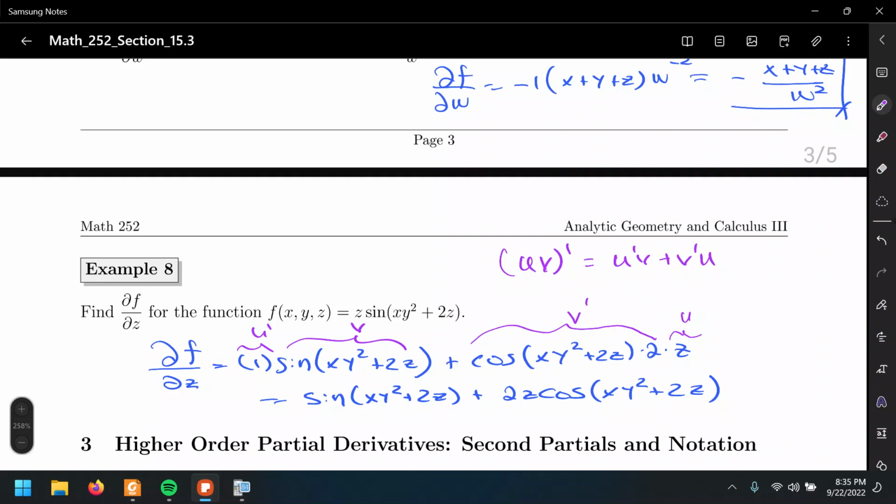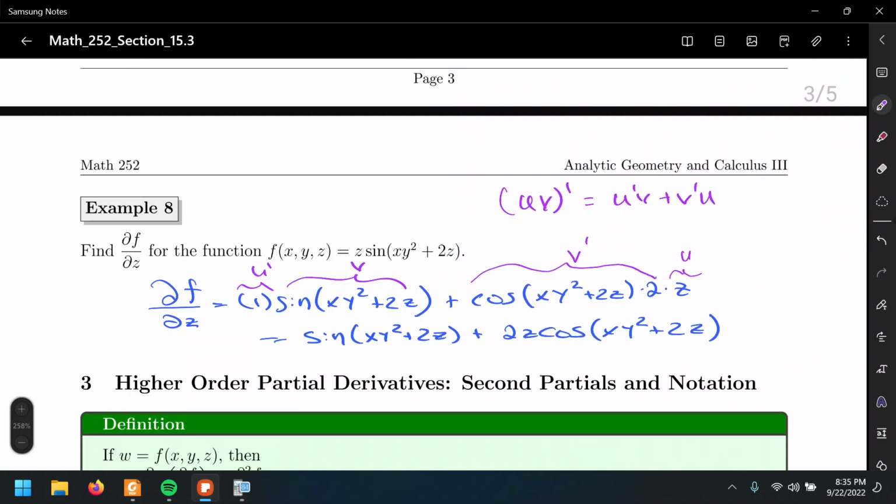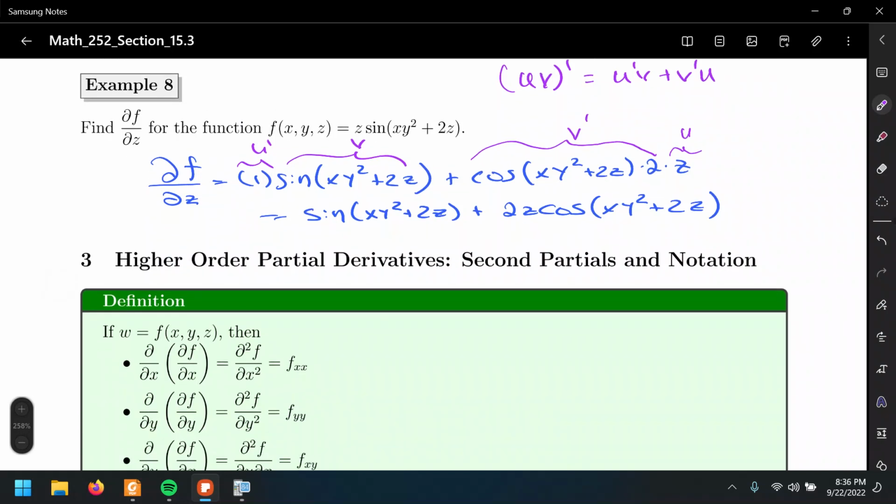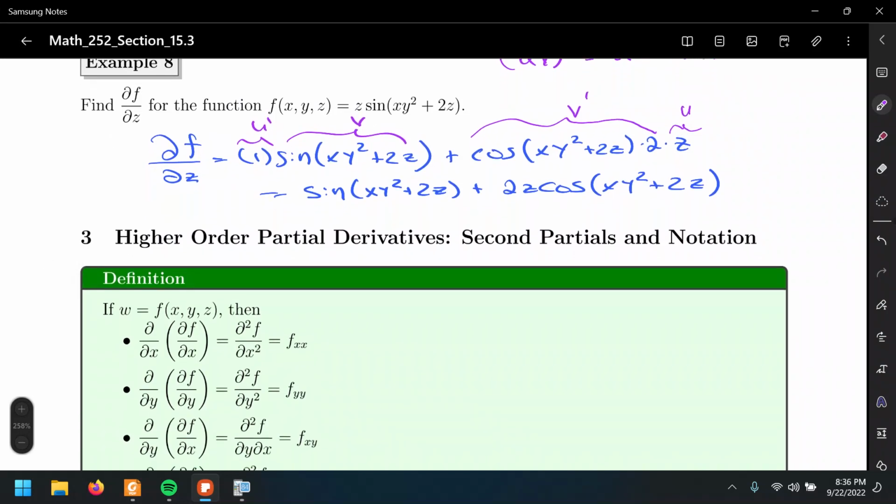Okay, what's next? Higher order partial derivatives. Just the same way we found the first derivative of a function in single variable calculus, we can find a second derivative, a third derivative, a fourth, fifth, etc. As many derivatives as you want. Now, we need to be very careful with the notation for repeated iterations of partial derivatives.